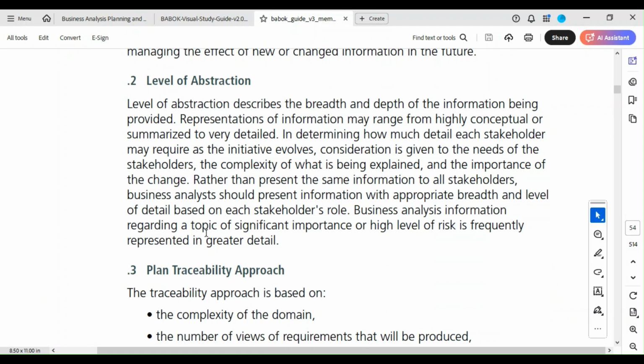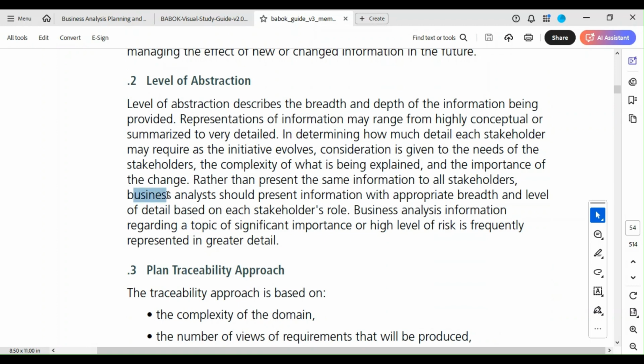In determining how much detail each stakeholder may require as the initiative evolves, consideration is given to the needs of the stakeholders. Please have their needs in mind; don't bother your stakeholders with so much information. Know what they want and provide them what they want, the way they want it if possible. Consider the complexity of what is being explained and the importance of the change. Rather than present the same information to all stakeholders, have this in mind.